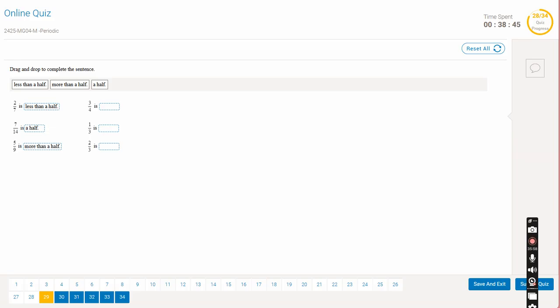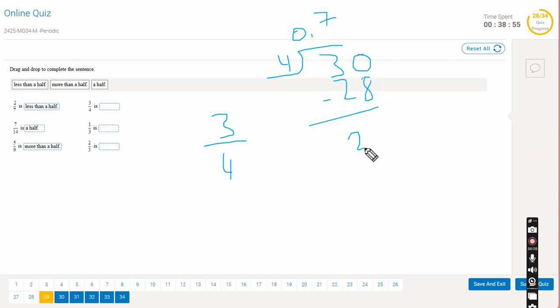The next one, 3 over 4, 4 outside, 3 inside. 0 point, again, you'll be putting it outside, 7, 28. What is that? You get 2, you get 0 here, put another 0, 5, 0.7.